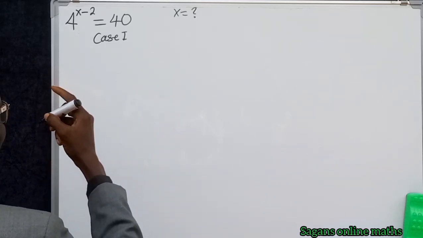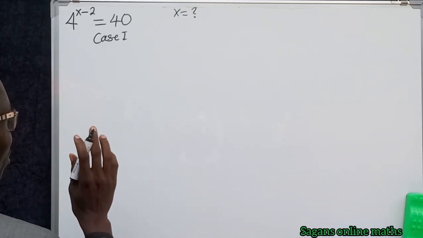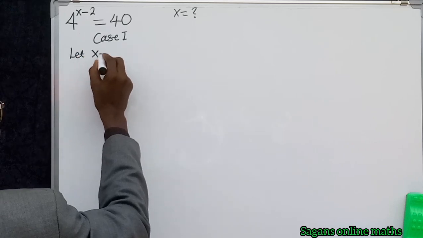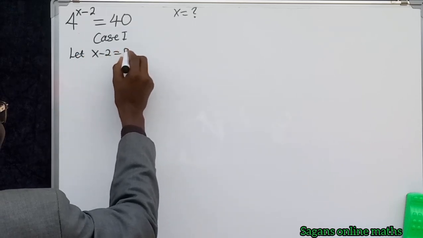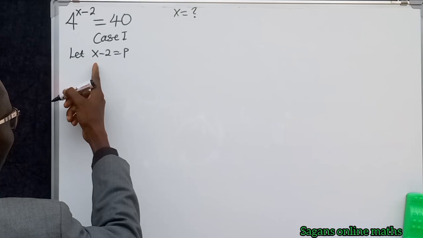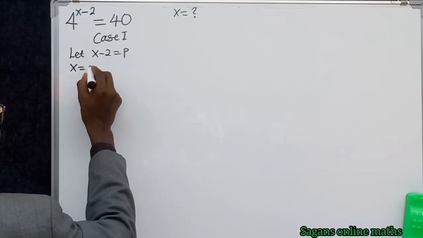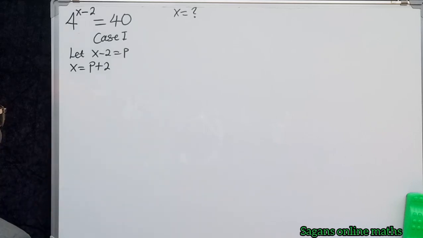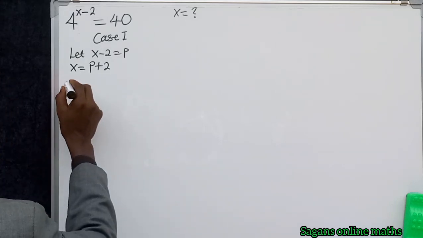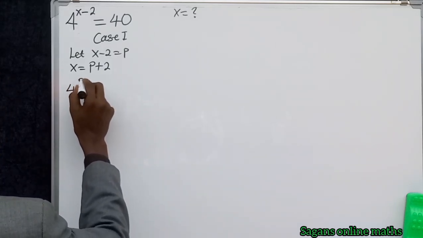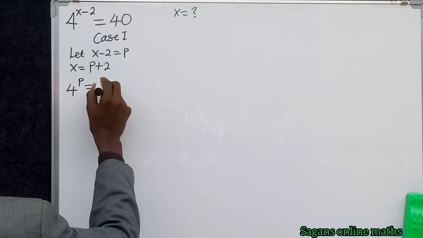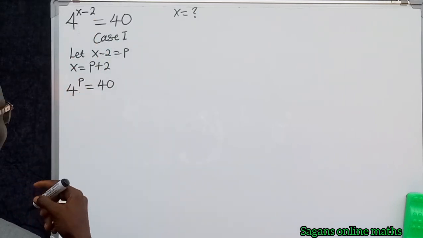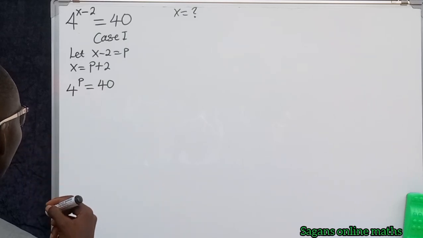Now, we are going to let the exponent, which is x minus 2, be equal to any variable. So, let x minus 2 equal P. Let's make x the subject of the formula. It means that x is equal to P plus 2, by adding 2 to both sides. So this is 4 to the power of P is equal to 40, because all of x minus 2 is just P.